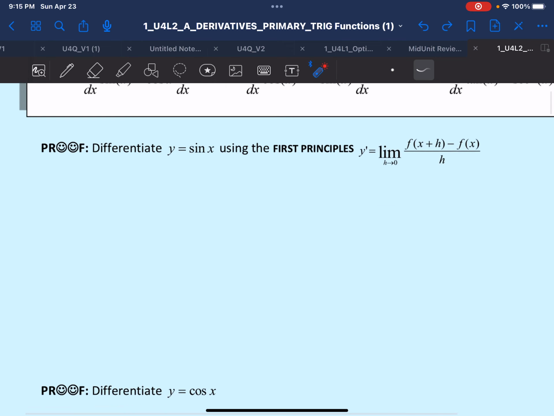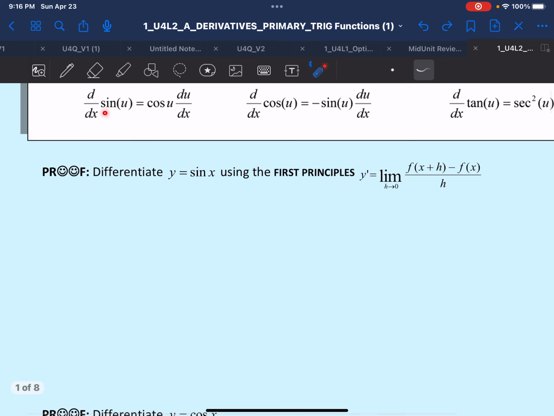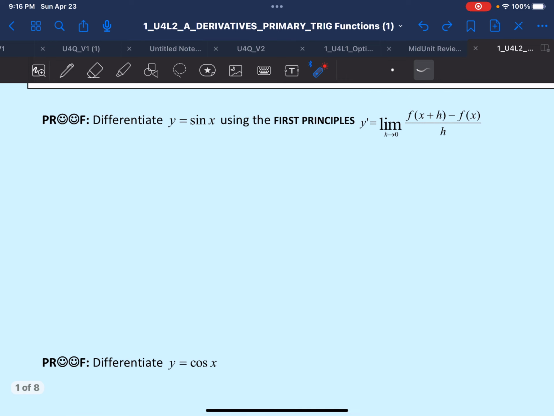So let's start off with proving the derivative of y equals sine x. The derivative of y equals sine x is equal to cosine of x. And obviously, if we have a function inside the angle, inside the sine, that means that we have to apply the chain rule and multiply by du dx, which is the derivative of the inside function. As we have always done in the past, when proving the derivative of a function, we always use the first principles formula. And that's the reason why we call it the first principles formula.